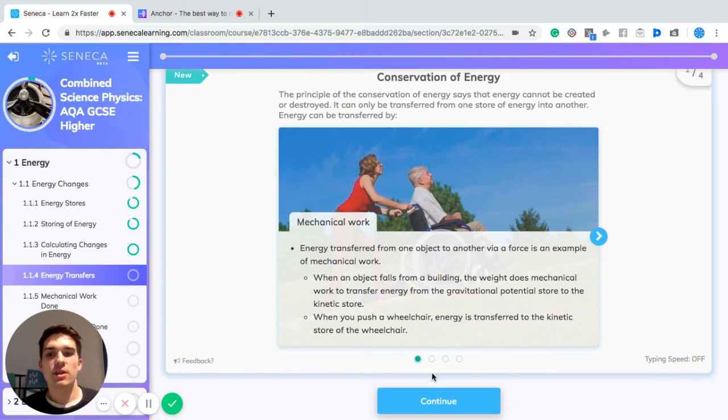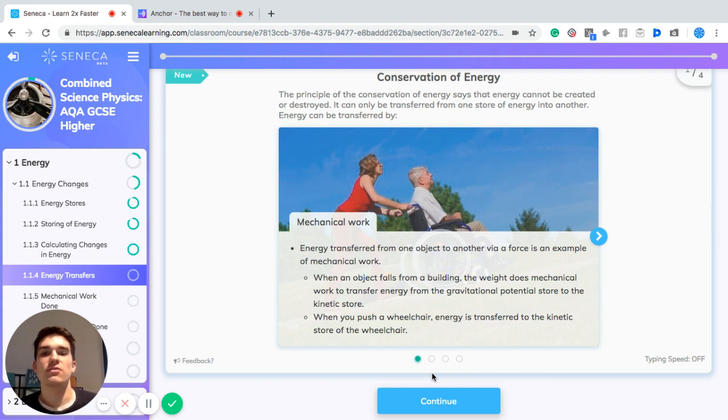In this episode, we're going to look at energy transfers. There's a principle you need to know about called the conservation of energy. It says that energy cannot be created or destroyed. It can only be transferred from one store of energy into another.